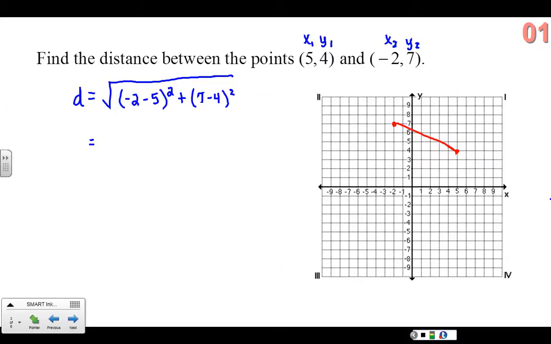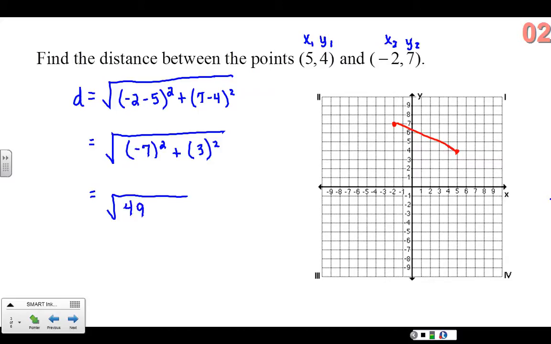So working that problem out, let's see here. Negative 2 minus 5 is negative 7, so it's going to be squared. 7 minus 4 is 3, and that is squared. So we end up with negative 7 in parentheses squared comes out to be 49, plus 3 squared, which is 9. So we get the square root of 58. Now, no perfect square will go into 58 to simplify that radical.